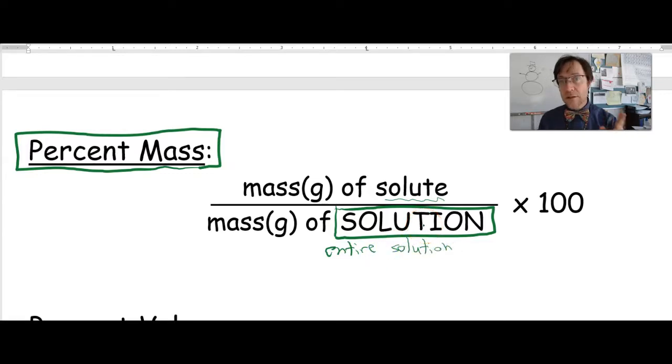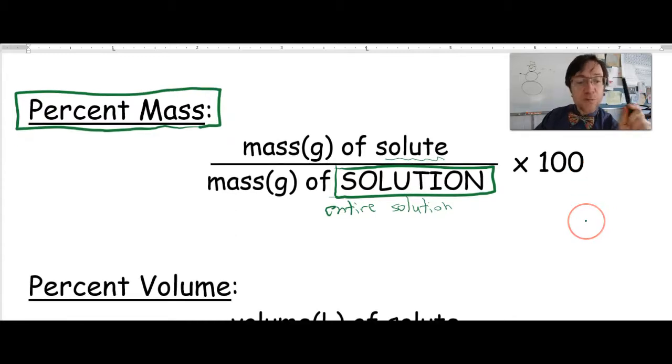This will be clear later on when we start doing some of these problems. And then, of course, it's a ratio, so you just multiply it by 100. Now, how are you supposed to remember all three of these equations? I don't know, because there's no need. They're all on the back of your reference table. The other one that is not on the back of your reference table is percent volume.